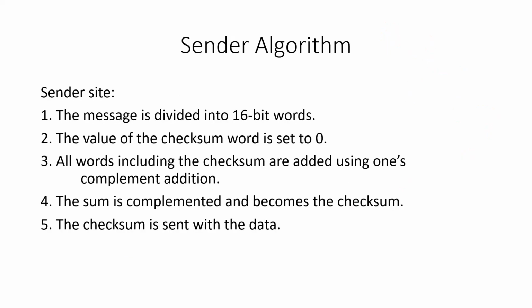So this is the sender algorithm used in checksum. The message is divided into 16-bit words. You can divide it, it depends upon you; you can divide in 16-bit, 4-bit. The value of the checksum word is initially set to 0. All the words including the checksum are added using ones complement addition. The sum is complemented and becomes the checksum, and the checksum is sent with the data.